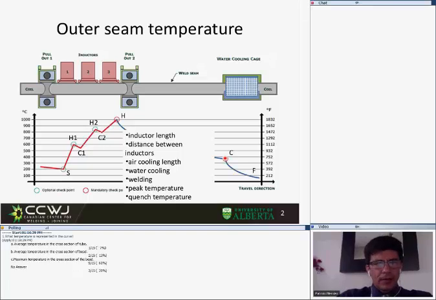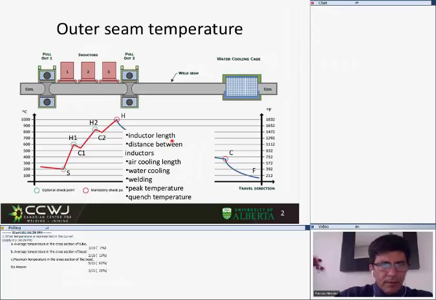We should have no possibility of transforming to martensite or to hard phases. So all the transformations should be completed, and if there is any residual austenite, it's an austenite that will not turn into martensite. So this temperature, we know we need to be below this temperature before we quench, anywhere in the cross-section. So with this, we set the stage to have a holistic view, a complete view of our seam heat treatment process.